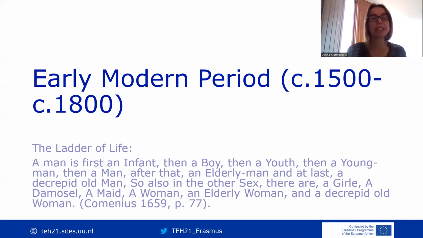In 1658, the Moravian educator Johann Amos Comenius published what was to become a highly popular school book that incorporated visual images in language education. One of the images in the book was a staircase representing the 7 ages of men and women, explained by the words you can now see on the screen.